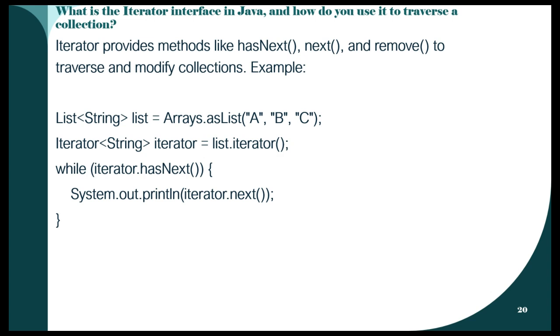You have to declare an iterator, for example a list iterator, and then navigate the items one by one using the hasNext method. That's how we deal with it.